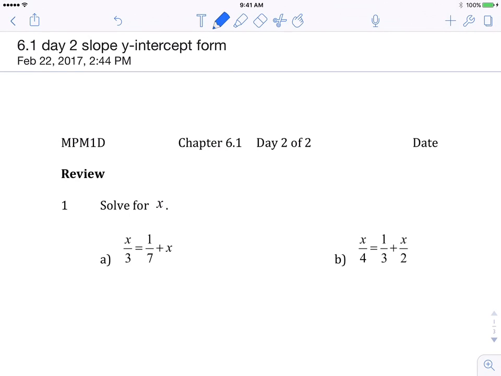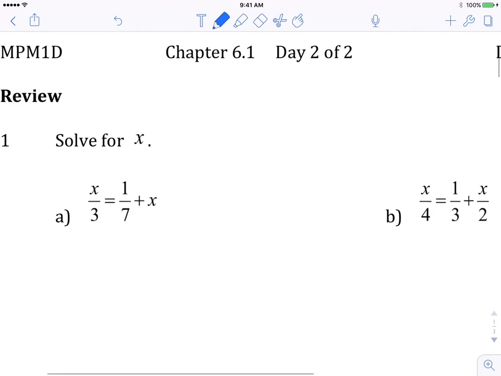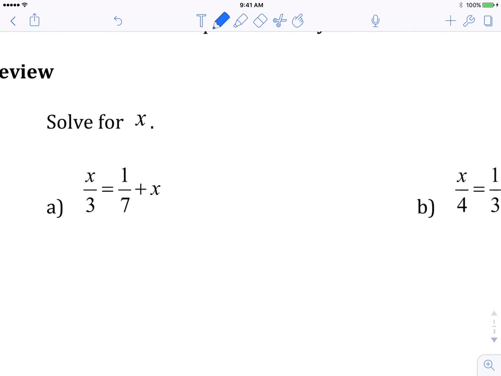Okay, gentlemen, welcome to 6.1 day 2, slope y-intercept form. Just to get the math juices flowing, let's take a look at a review from last lesson.